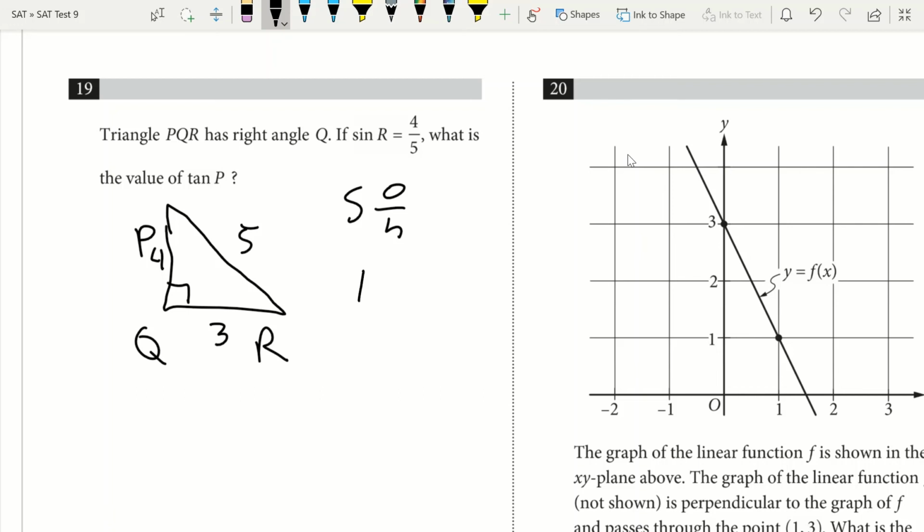All right, now what is the value of the tangent of P? All right, well, the tangent, we know that is TOA, which is the opposite over the adjacent. If we look at our opposite, that's 3, and our adjacent is this 4 right here. So we know our answer then is going to be 3 over 4.